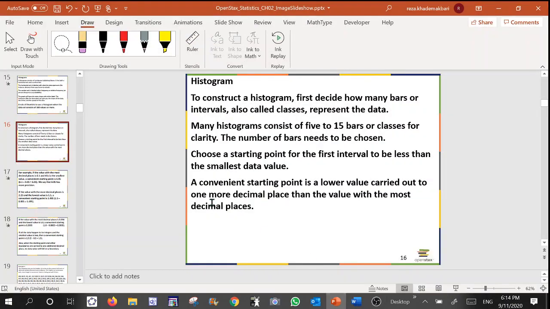Hi, this is a video on how to graph histograms by hand and by calculator. A few of you had questions about this, so I'm going to make this video to answer those questions. Okay, I hope you're doing well. So let us get started.